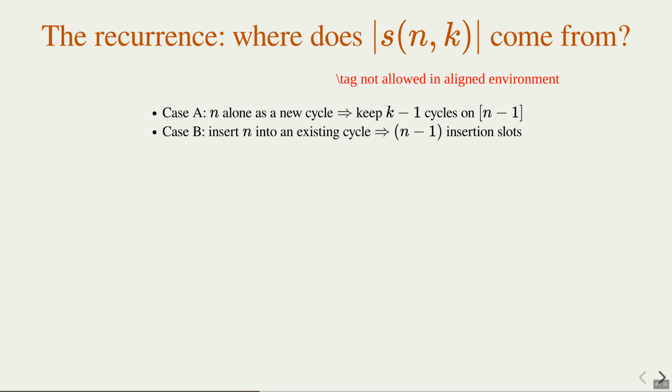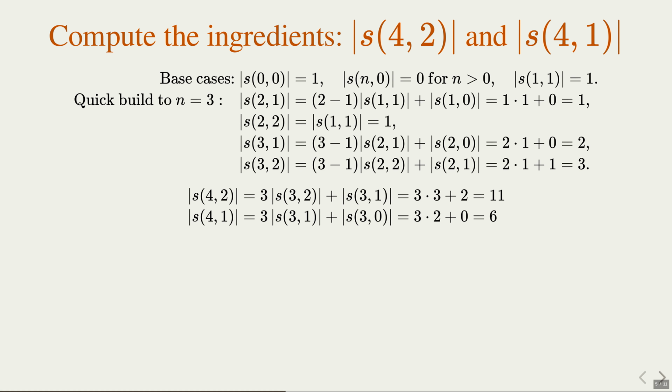Exactly. And the big idea is that insertion does not change the number of cycles, it just makes one cycle longer. That is why the first term keeps k the same and multiplies by n-1. Now we run the recurrence like a small machine. To get S(5,2), we first need 2 numbers from the n equals 4 row. Here we are using the recurrence twice.